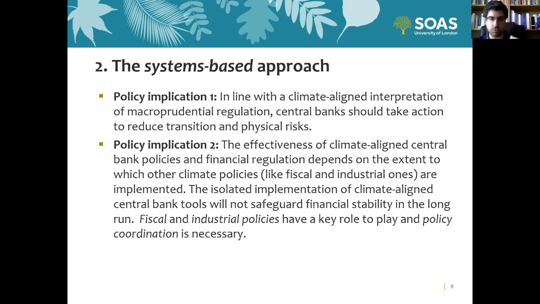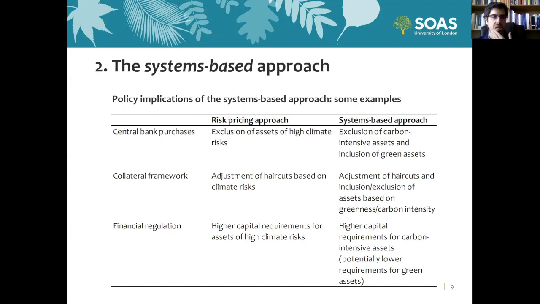We do not have to escape from the fact that central banks are important. Now, in practice, what does this approach imply? And I'm going to use the examples that I used before for the risk pricing approach. So when we are talking about the corporate QE, I'm not in favor of the view that we have to have a green QE for government bonds. I'm focusing here only on the corporate QE.